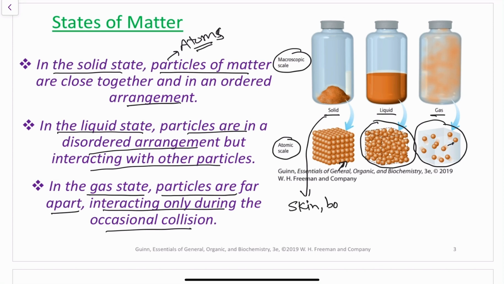Skin and the bone of a human skeleton are like a solid because the atoms are tightly packed. If we talk about liquid, can I say the blood in our body is a type of liquid because it can flow, right? And the last one, an example for a gas is the air that we breathe in, because the particles or atoms in the air are very far apart, not interacting with each other. So this is how we normally study matter at the macroscopic scale as well as the atomic scale.